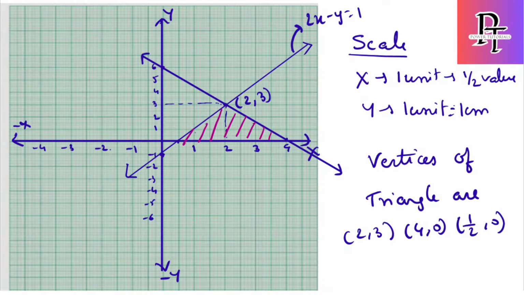They're asking for the area. What is the area of a triangle formula? Area of a triangle is half into base into height. So half into, what is the base value? Base is the length from 1 by 2 to 4. So from half to 4, the length will be 4 minus 1 by 2, which is 7 by 2. What about height? Height is the distance from this 2 to this one, which is 3. So the height is 3. So you'll get the area of the triangle as 21 by 4 centimeter square. Hope you understood. Let's move to the next question.